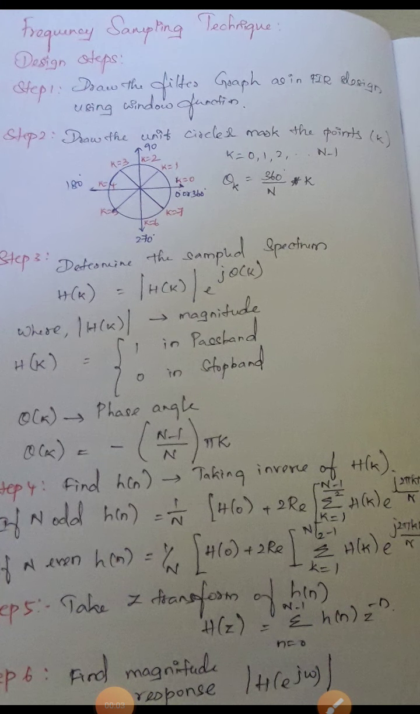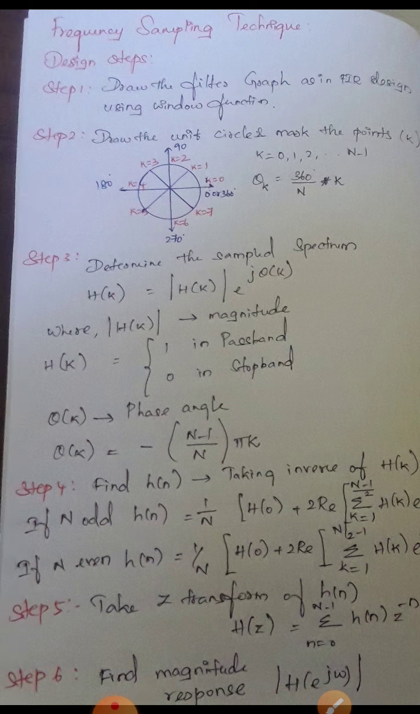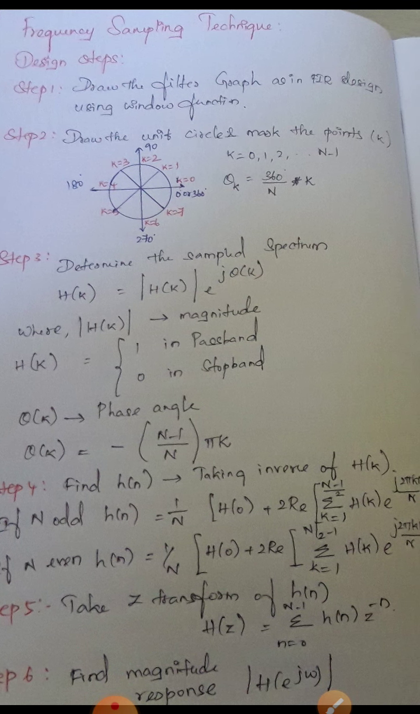Today we are going to see the frequency sampling technique. This frequency sampling technique is nothing but converting H of e power j omega into H of k. In the previous problems we took H of e power j omega and then proceeded to convert it into h of n by using the windowing method.